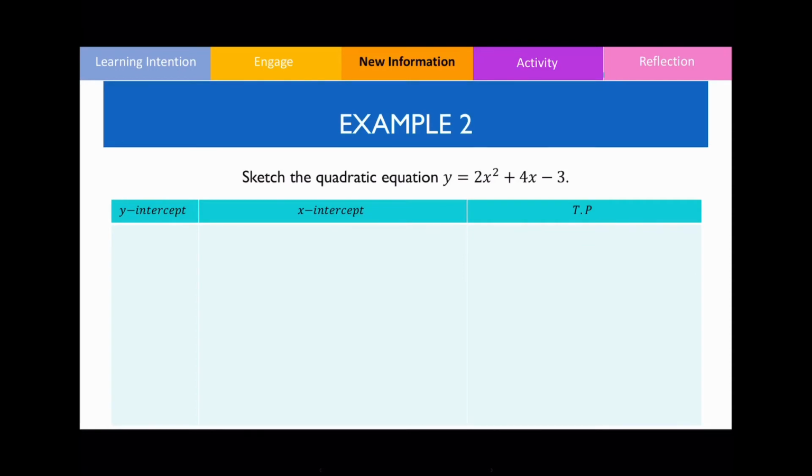So find out your y-intercept, which is the value of c. So that's going to be negative 3 in this case. That's a typo. So it should be 0, negative 3.